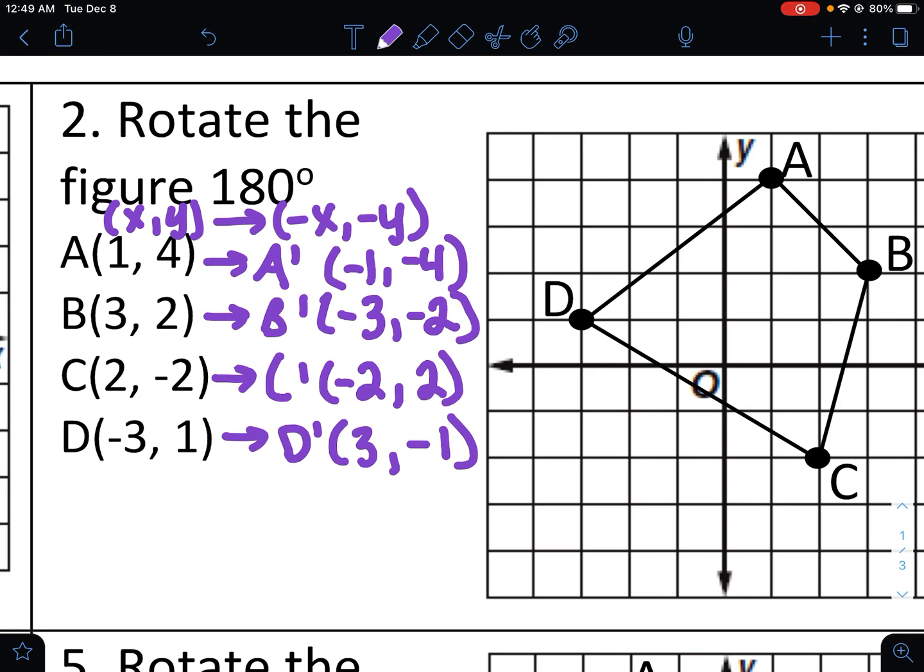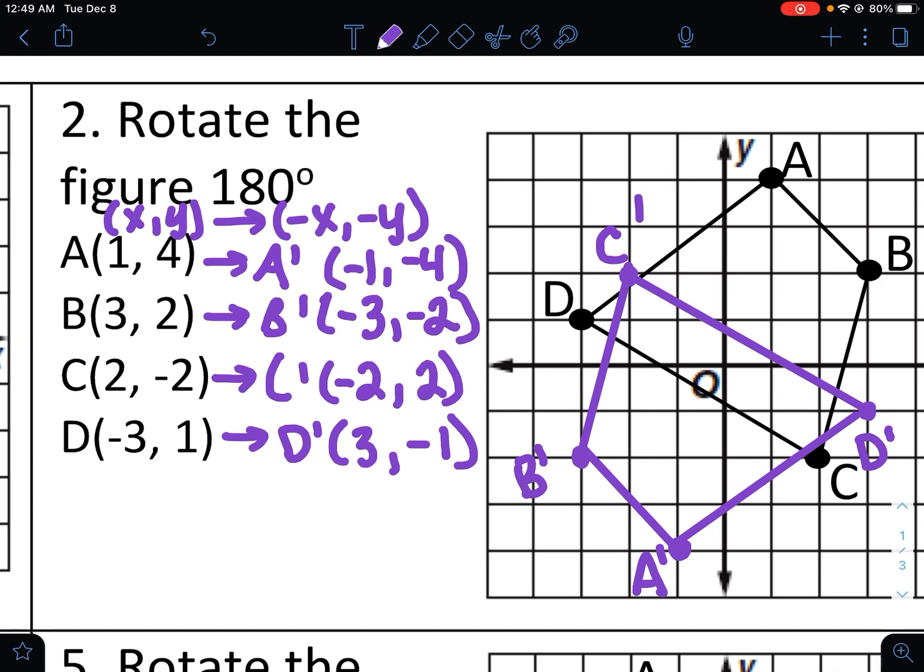Let's go ahead and graph these. So we have -1, -4 for A prime. We have -3, -2 for B prime. -2, +2 for C prime. 3, -1 for D prime. Let's go ahead and connect those points. Okay, and there's our new shape.